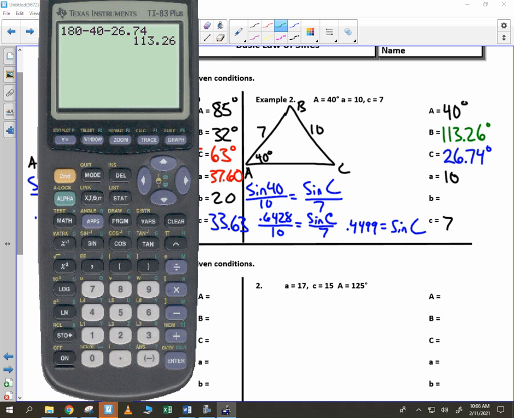Well, now I can set up my law of sines again. And I like to stay with what I did before. Sine of 40 over 10 is equal to sine of what over what? Yeah, I have to choose angle B because I want to find side B. And I know what the sine of 40 is. We found that right over here. It's 0.6428. But I don't know the sine of 113.26 yet. I'm going to have to press sine of that to see what I get. I get 0.9187.